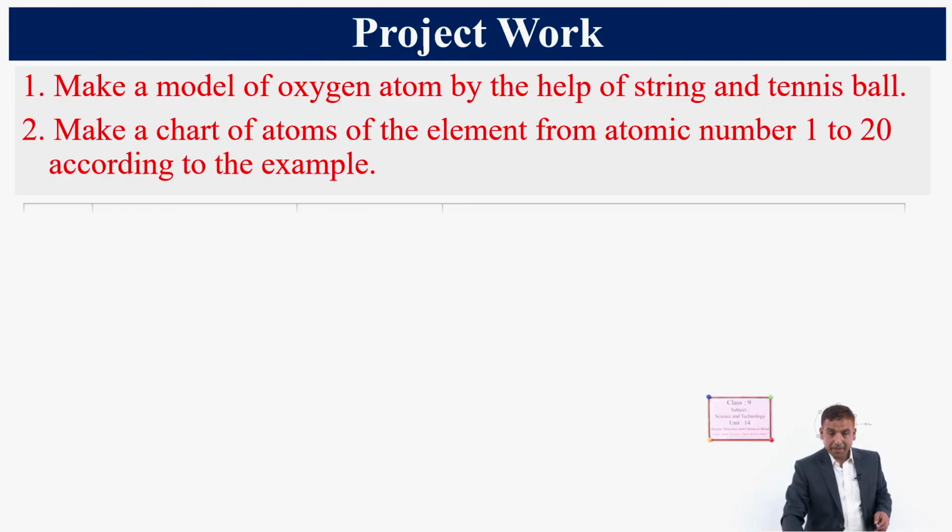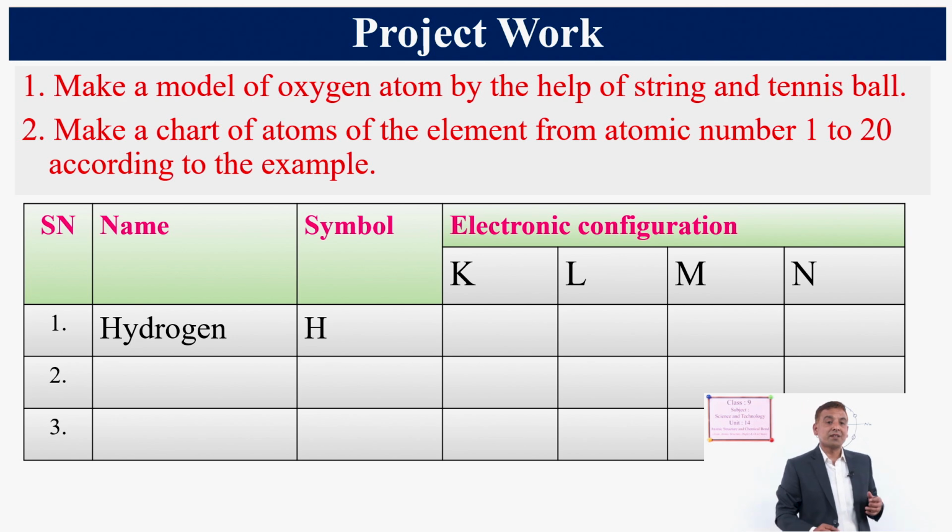The second project is to make a chart of atoms of the elements from atomic number 1 to 20 according to the example. I'm giving some guidelines to complete your project work. You should make a table with serial numbers up to 20, and write the names of the elements like hydrogen, helium, lithium, and so on up to calcium. And you need to write the symbols of these elements up to 20, that is H, He, Li, and so on up to Ca.